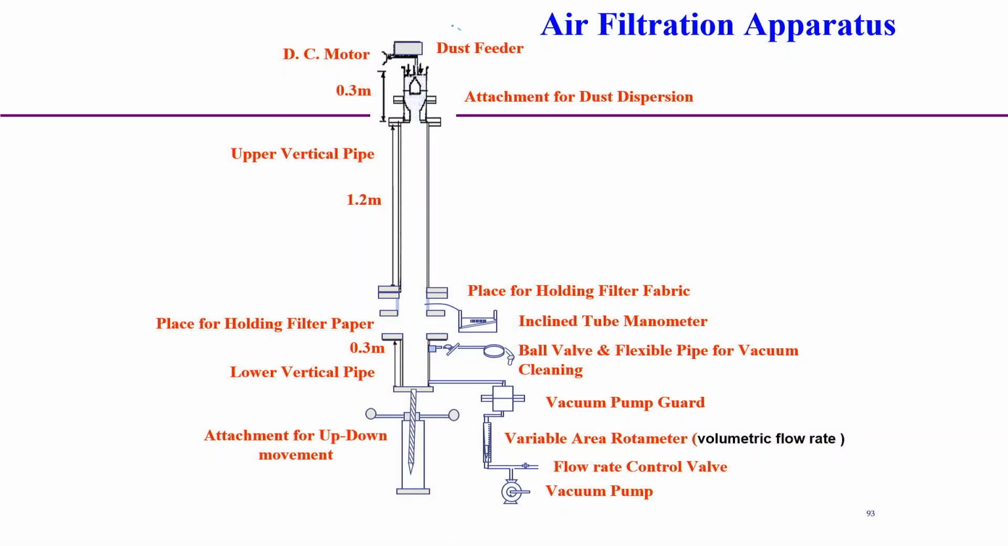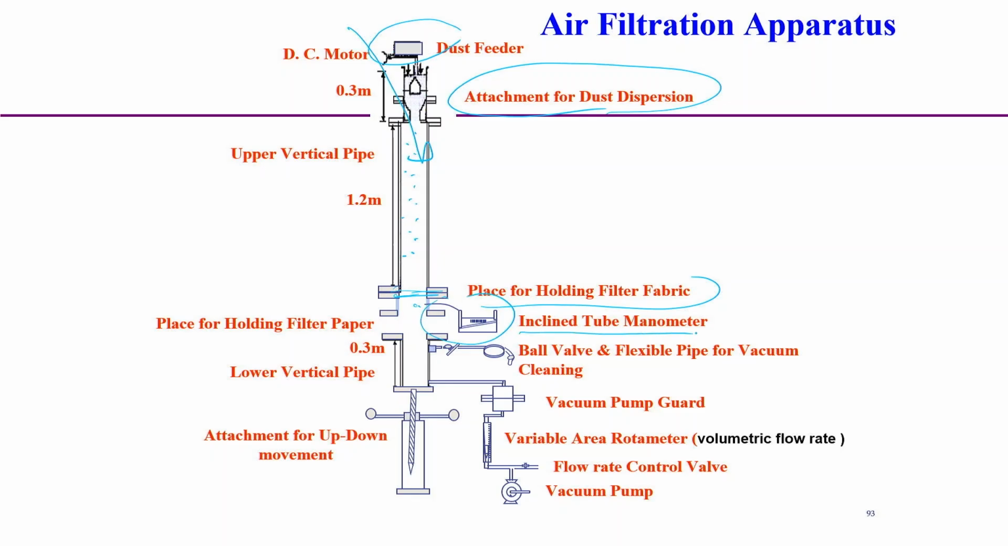Here the dust feeder is there, controlled by a stepper motor or DC motor, and here the attachment of the dust dispersion mechanism is there, which disperses the dust and mixes it with the air. The dusty air is coming through the vertical pipe, and this is the place for the filter holder. The filter is placed here, and the air pressure here is the normal atmospheric air pressure. So, we measure the air pressure just after the filter fabric.